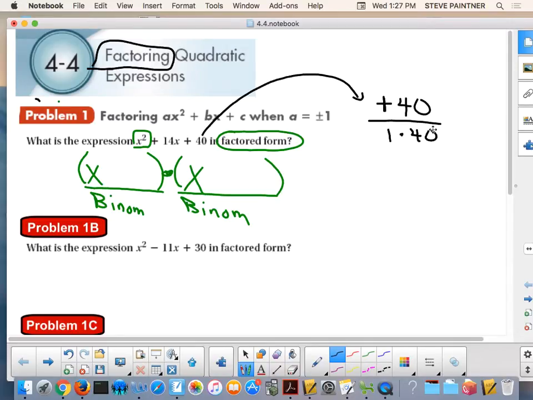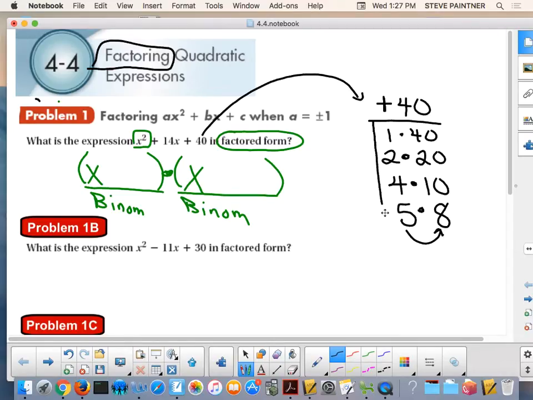So 1 times 40 is 40. Then I go to 2. 2 times 20. 3, no, doesn't work. 4, 10. 5, 8. 6, doesn't work. 7, no, doesn't work. 8, yeah, oh, 8's over there. So guys, when you go 1, 2, 3, 4, 5, 6, 7, 8, and 8's over there, you're done.